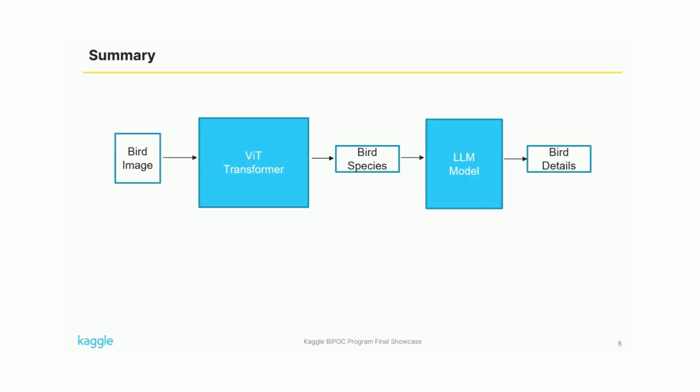So just a summary of how the whole process works. We start with an image of a bird and end up with two outputs, the bird species and details about the bird. Now we'll go through the project step by step.